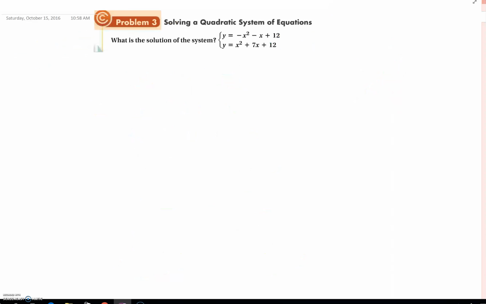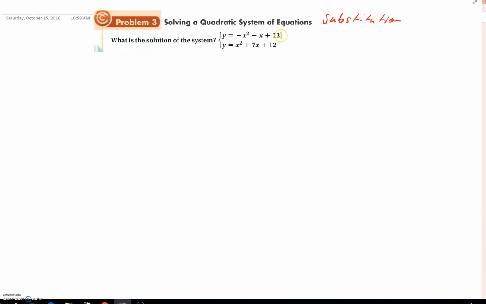All right, so then the next example that we have is now when we have a system of quadratic equations. So now both of these are quadratic equations. We're still going to use substitution now. So we have the equations y is equal to negative x squared minus x plus 12, and y is equal to x squared plus 7x plus 12. So remember, this means in order for us to have solutions to this equation system, that needs to satisfy both equations at the same time.